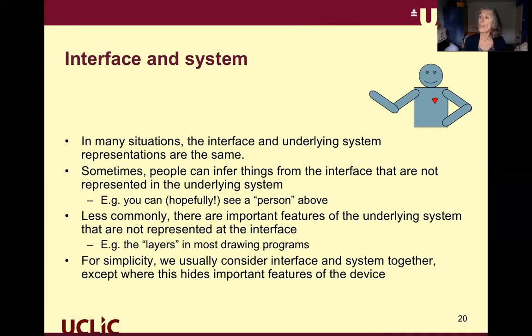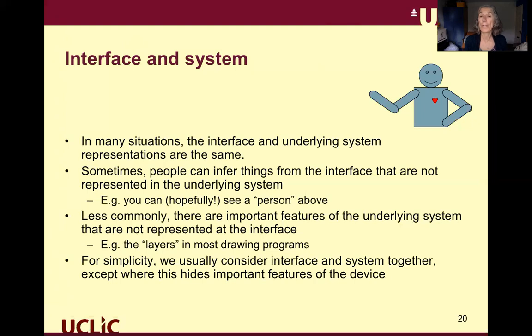In a lot of situations, the interface and the underlying system representations are very similar, so you just merge them together. Sometimes people can infer things from the interface that aren't really there in the underlying system. So hopefully above, if it's not masked by my image, you're able to see a person. Of course, that person doesn't actually exist as a system representation. The system representation is some circles and rectangles and a little heart shape.